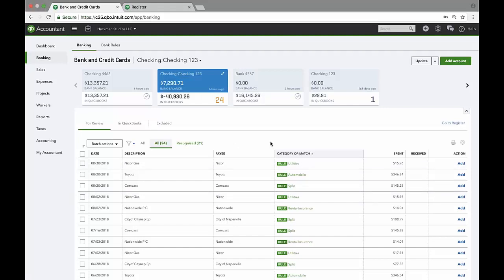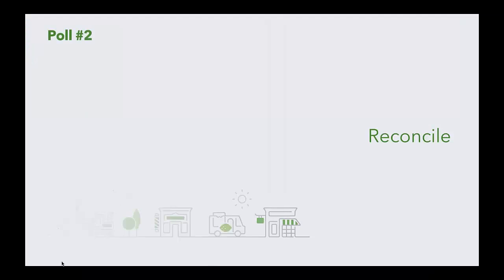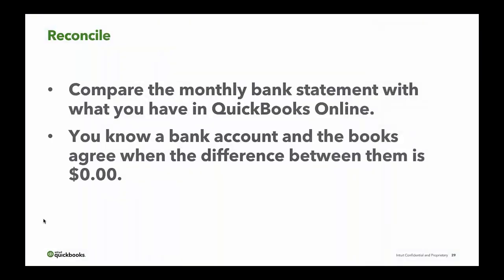Okay, let's get into reconciliation. I talked about how reconciliation is really the second leg of this process, right? Bank feeds first, and then we're going to compare that monthly bank statement against what's in QuickBooks Online, and we know that the bank account and the books will agree when the difference between them is 0.